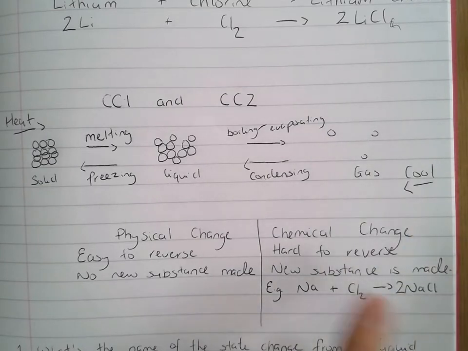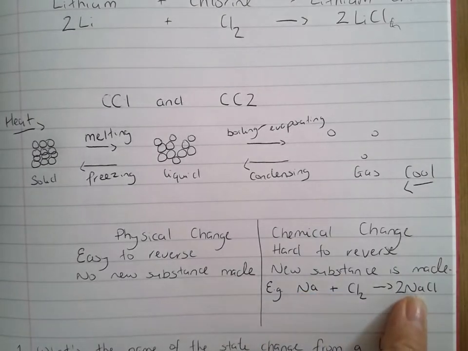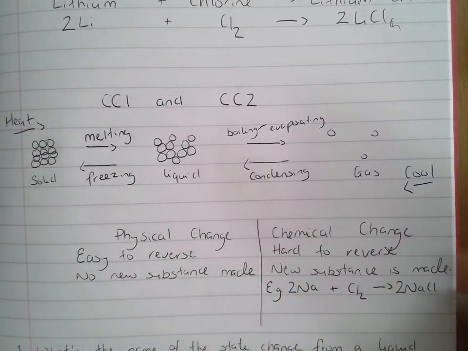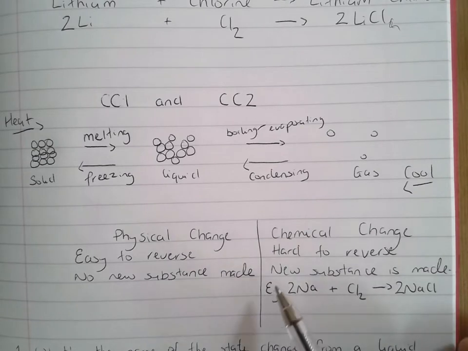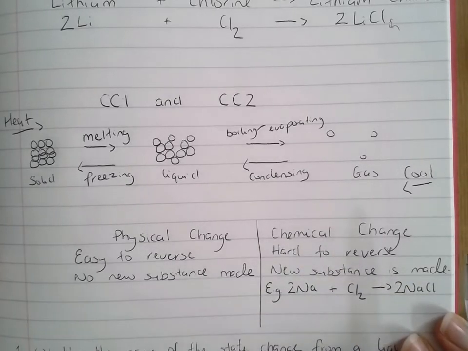Okay, so I'm taking a very reactive metal, I'm taking this poisonous gas, I'm reacting them together, and I'm making sodium chloride, which is salt that you could put on your chips. All right, I have made a new substance, so it's an example of a chemical change. So table salt is new, it's different from what I started with. And this is very difficult to reverse. If I gave you normal table salt and asked you to get the sodium metal back or to get the chlorine gas back, that's going to be very difficult. So this is an example of a chemical change.